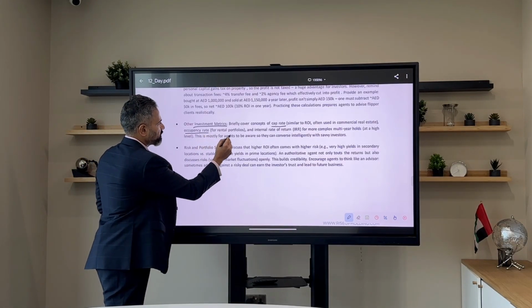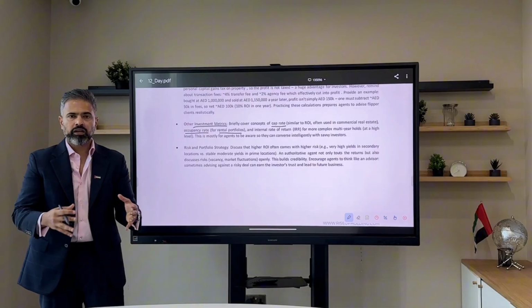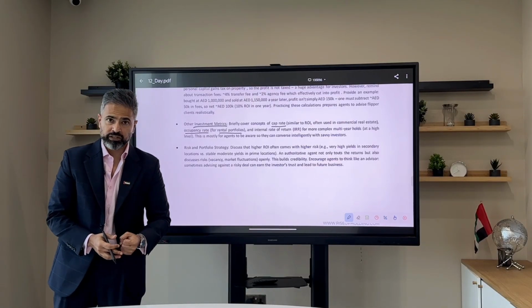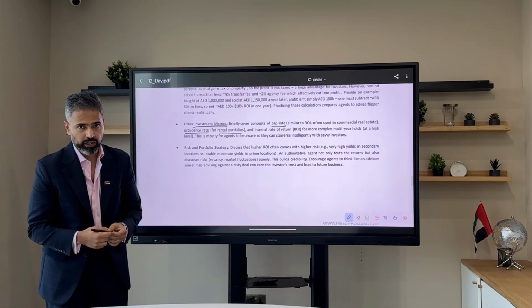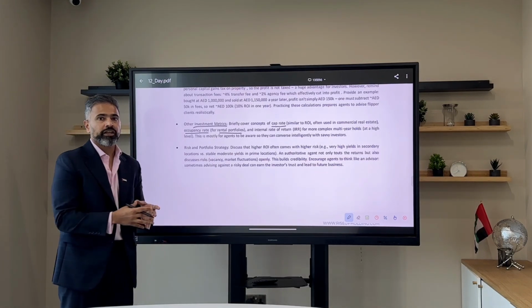Secondly is occupancy rate for a rental portfolio property. Now let's say your investor has 100 particular properties in their portfolio. Now not every property is going to be occupied at all times. So let's say you get an occupancy rate of 75%.